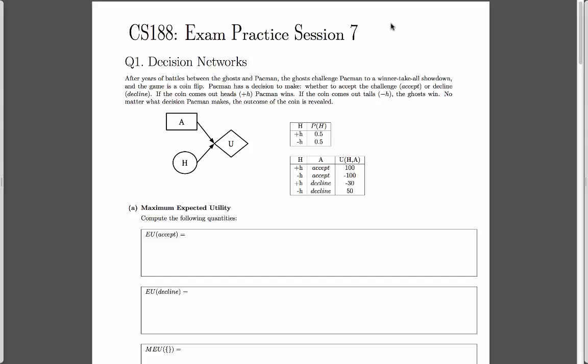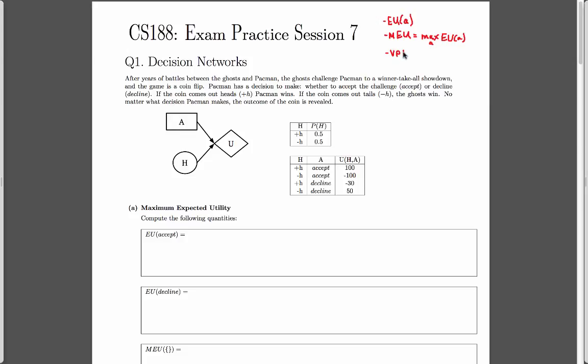So the first is what's denoted as EU of A, and this is the expected utility of taking some action A. Next, there's also the term MEU, which is the maximum expected utility. So this is simply the max over all the actions you can take of your expected utility of A. Lastly, there's also VPI, and VPI is your value of perfect information.